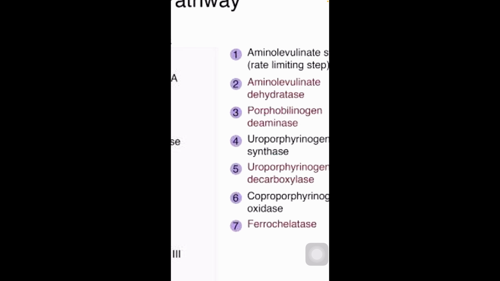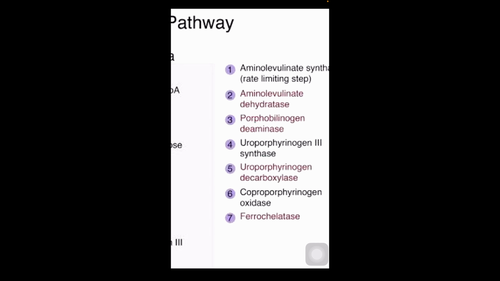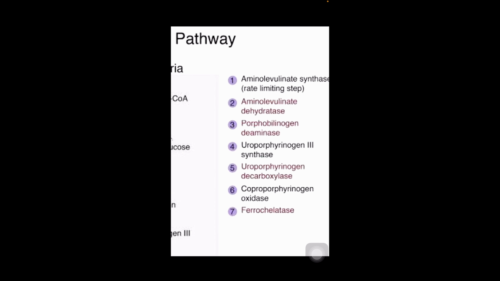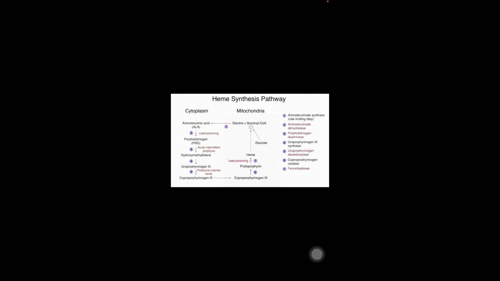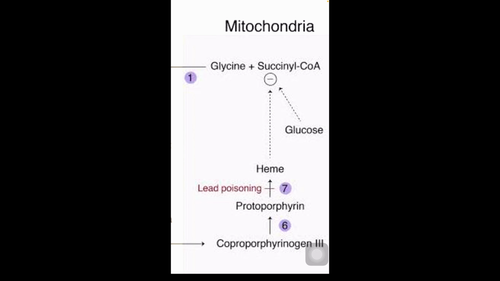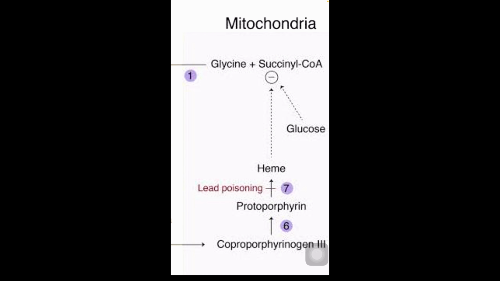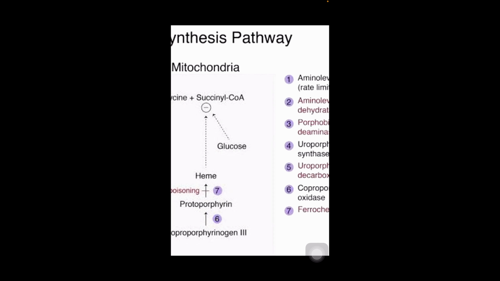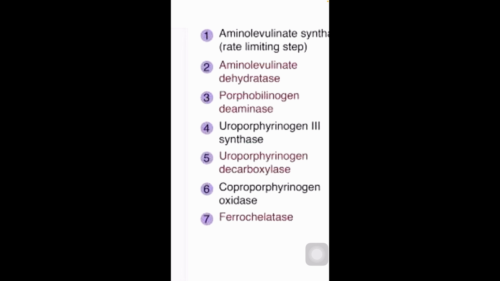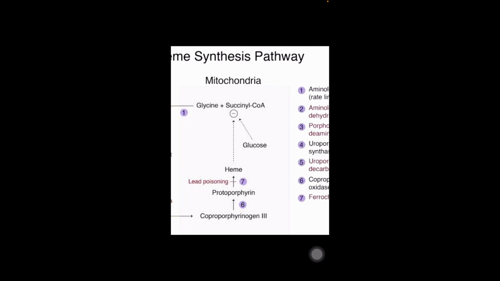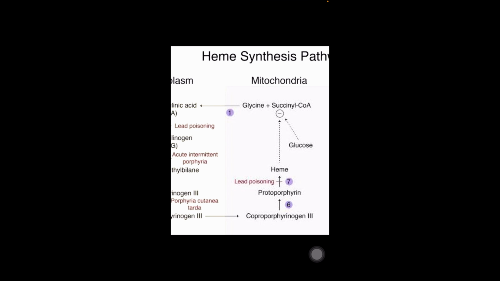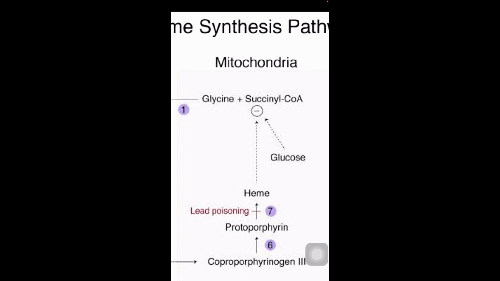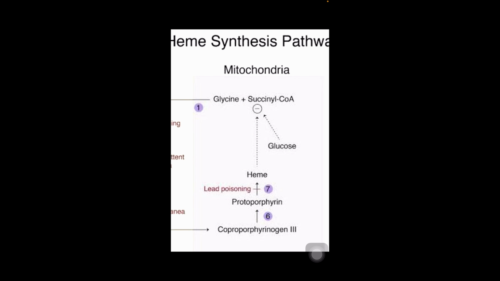The same. You can say aminolevulinate dehydratase or levulinic acid dehydratase, okay? So 2, okay, that is lead poisoning. Also number 7 is lead poisoning. Where is number 7? You find number 7 here, from protoporphyrin to heme, ferrochelatase is inhibited by lead poisoning. Take notice of this, okay? And of course, glycine and succinyl-CoA is inhibited by glucose. That is for another day.